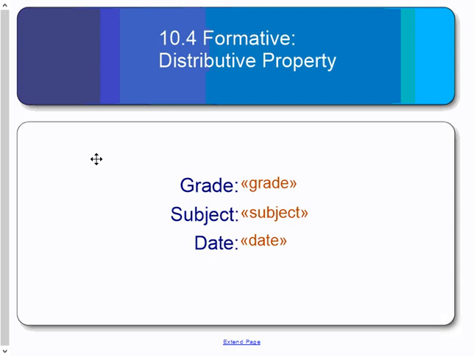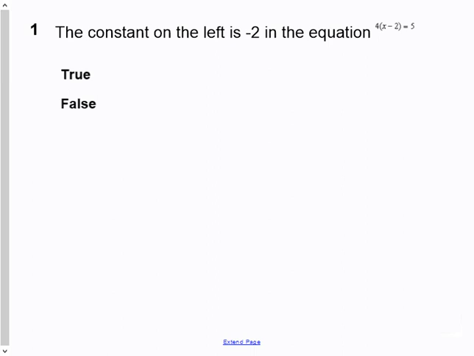Okay, grade 8. Your last review question is from chapter 10.4 on distributive property. I think you have 8 questions, 10, I don't know how many questions, we'll see in a second. So in this equation here, 4 times x minus 2 equals 5. The constant on the left is negative 2, and it appears that it is negative 2, but it's not. The answer is false, and here's why.